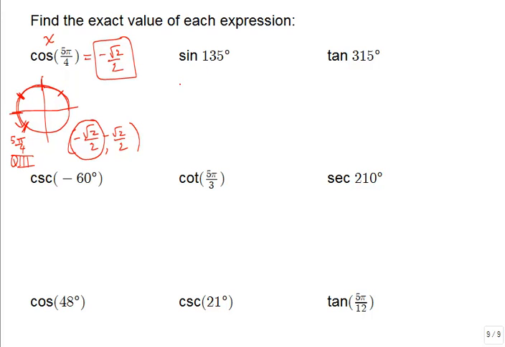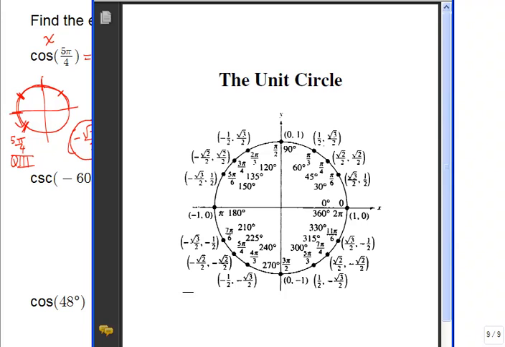Okay, so let's take a look at sine of 135 degrees. You need to figure out what 135 degrees is. You can use your unit circle to help you out. You can see it's right here. 135 degrees is equivalent to 3 pi over 4.